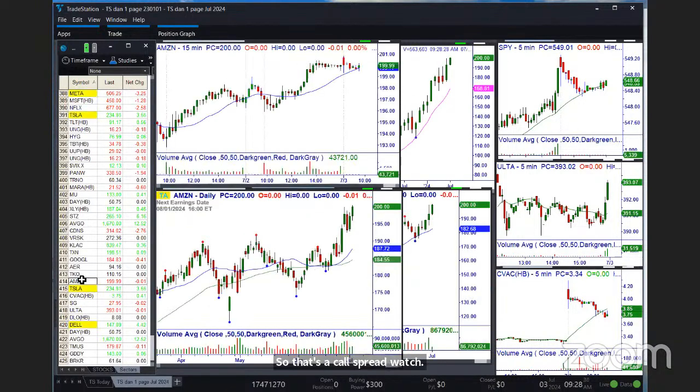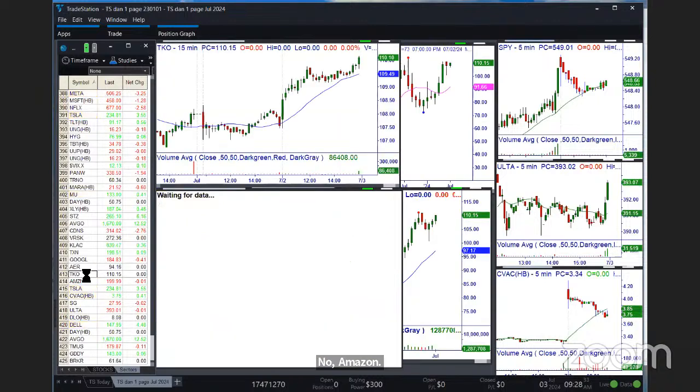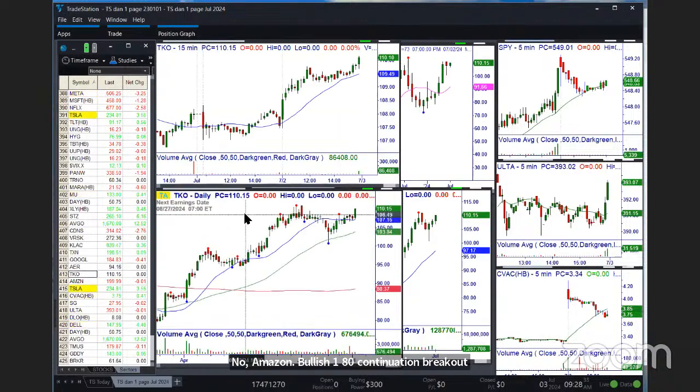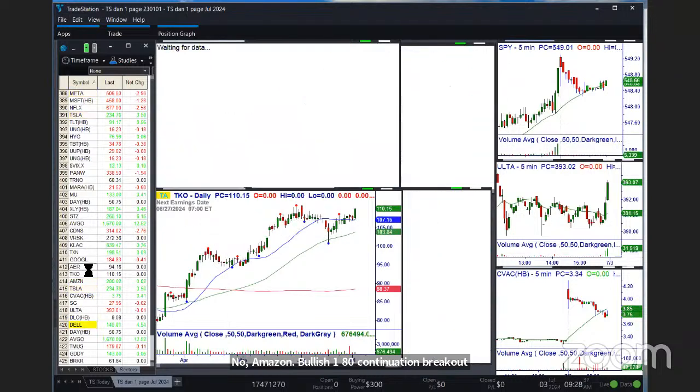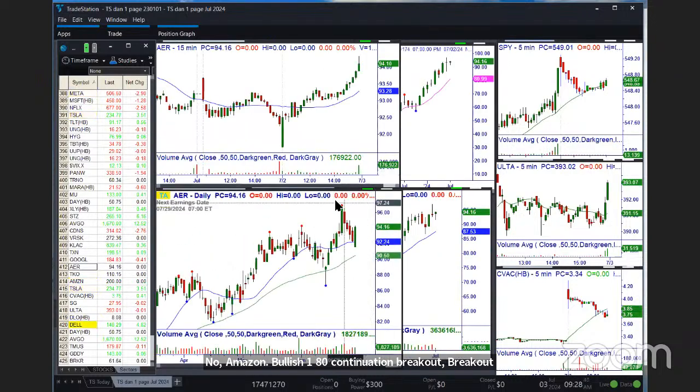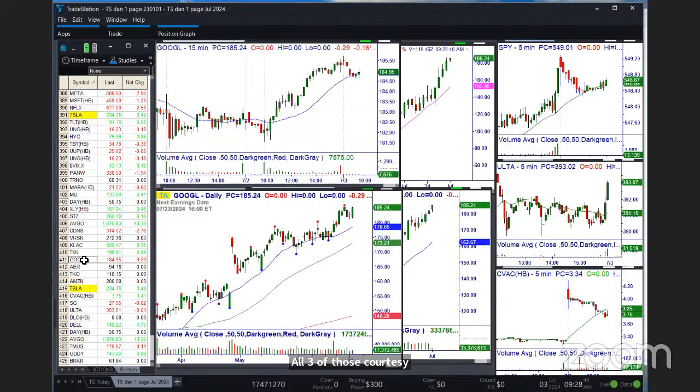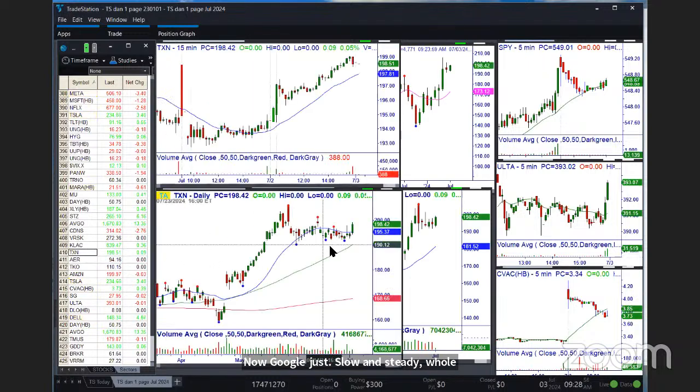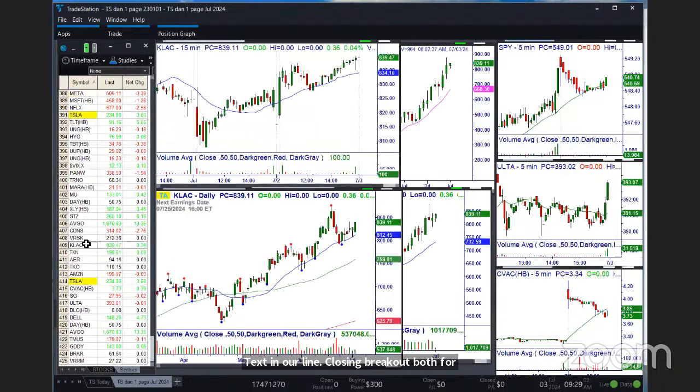Amazon, bullish 180 continuation breakout, all-time highs, TKO, breakout, inverse head and shoulders. AER, buy setup, potent 180 reversal. All three of those courtesy of Sam IM. Google, just slow and steady, all-time highs. Texan I like. Closing breakout, both for put spread and directional. Black, a little sloppier, but looks higher.